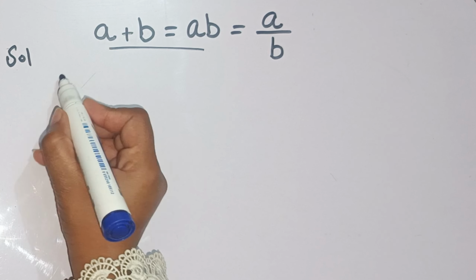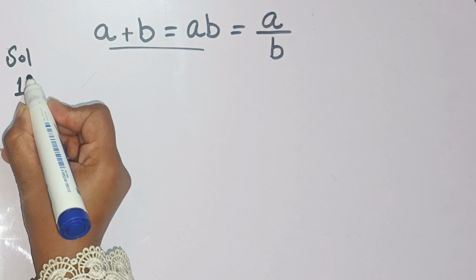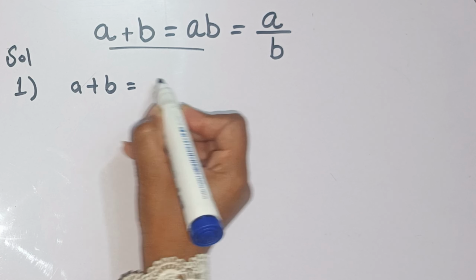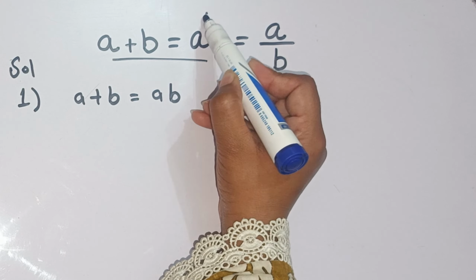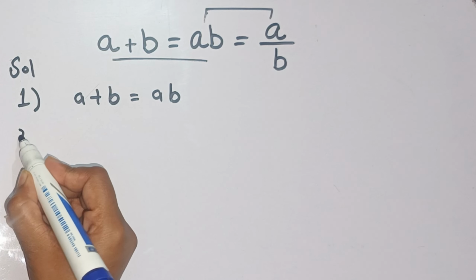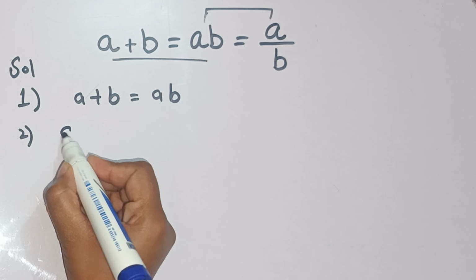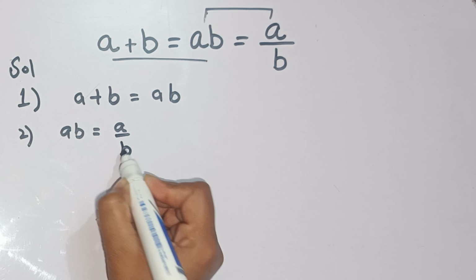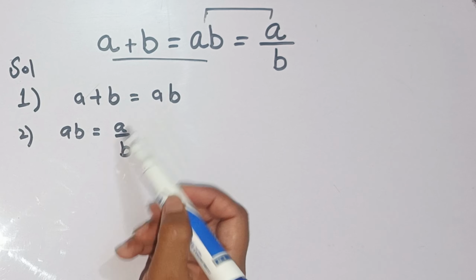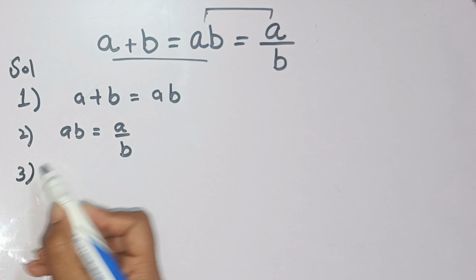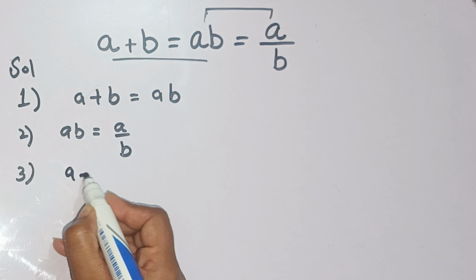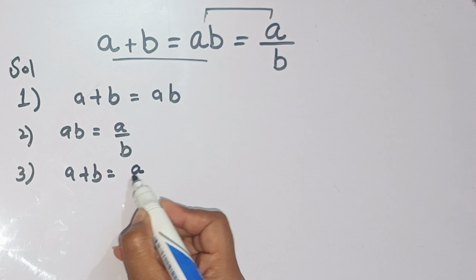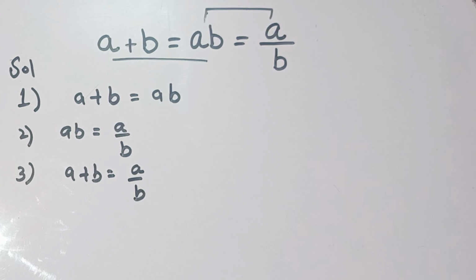Focus on this part. We can write this as a plus b is equal to the product ab. Now focus on this part. So this implies the product ab is equal to a over b. By using these two equations, we can write a plus b is equal to the last part, which is a over b. So we have three equations.